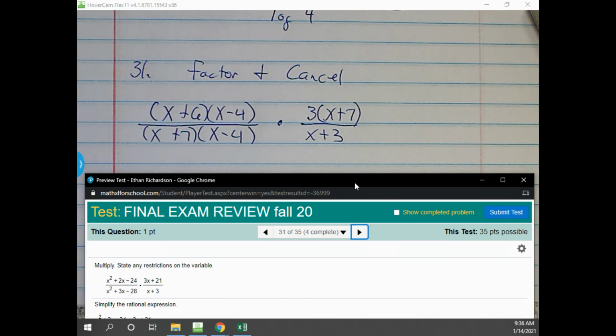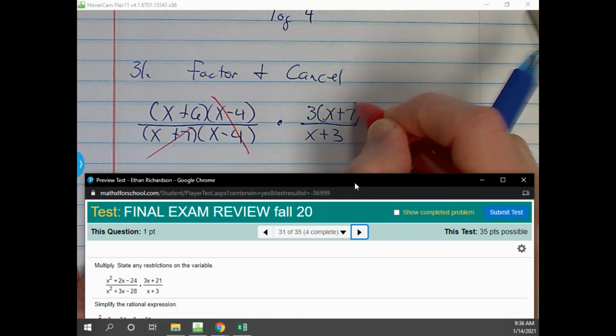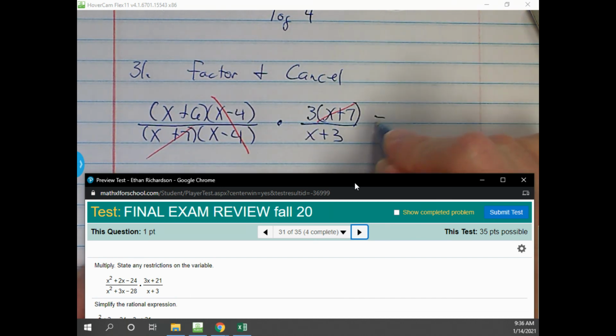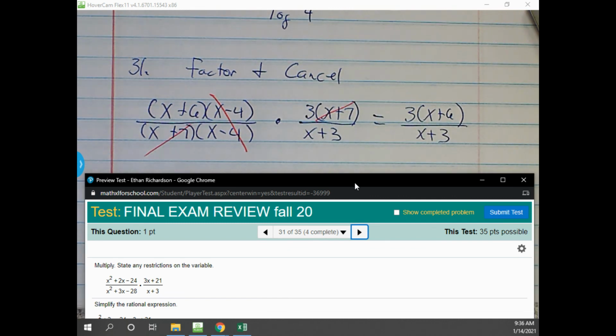Okay, and once you're there, you've factored everything. Now you can cancel out the x minus 4s. You can cancel out the x plus 7. And on the top, you're left with 3 times x plus 6. And on the bottom, you're left with x plus 3. Okay, so there's your answer that you're looking for there. And so again, even though it's multiplication, you're really just factoring and canceling. That's really what we're going to do there.